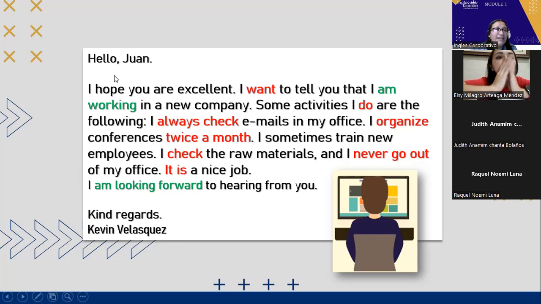So again, this is writing an email to another person telling how it is going at work, right? Hello, Juan, I hope you are excellent. I want to tell you that I'm working in a new company. Some activities I do are the following. I always check emails in my office. I organize conferences twice a month. I sometimes train new employees. I check the raw material. I never go out of my office. It is a nice job. I'm looking forward to hearing from you. Kind regards, Kevin. Okay, so what are we going to do with this vocabulary?